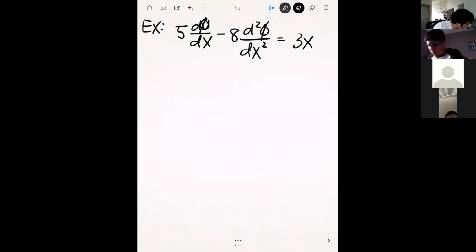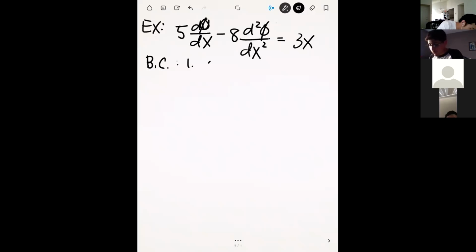Let me write out what the equation for that example was, and then I'll share my laptop screen and test the code. We're working on this example, which was a 1D convection problem with finite volumes. The problem was 5 dphi/dx minus 8 d squared phi/dx squared is equal to 3x. And then we had 2 boundary conditions.